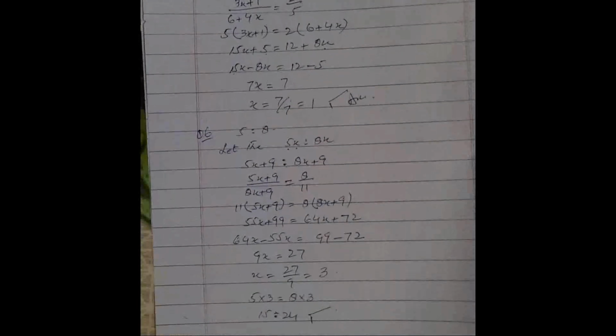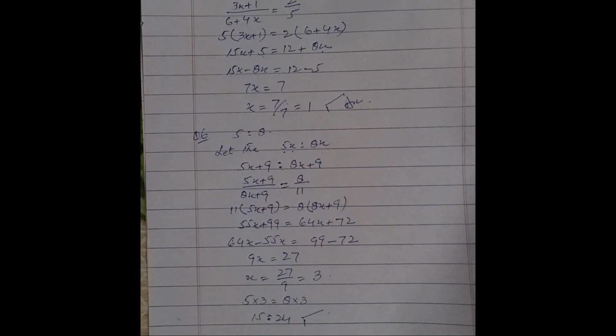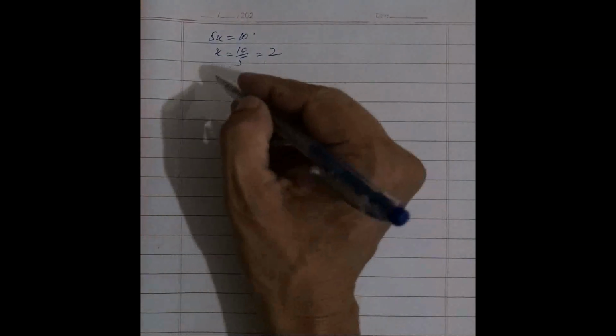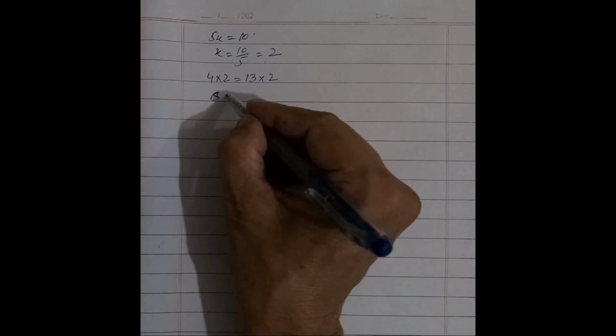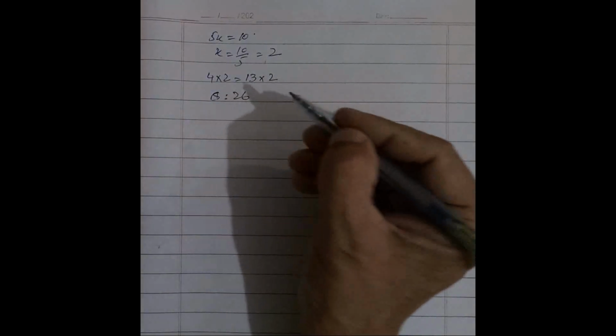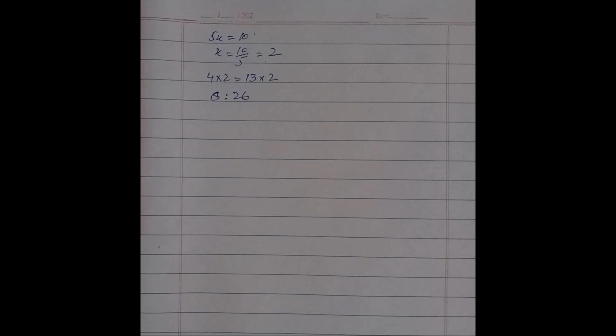So in this question x is 2, and we multiply x with the required values 4x and 13x. We get 4 multiplied by 2 and 13 multiplied by 2. 4 2s are 8, 13 2s are 26, and this is the answer of question 7, which is 8:26.